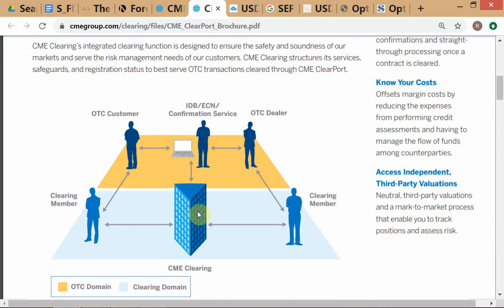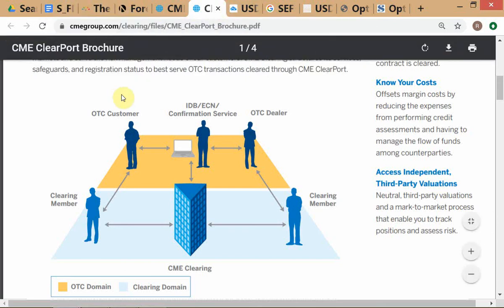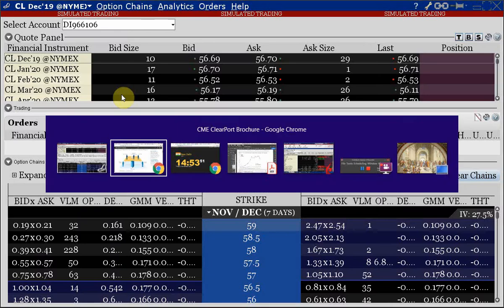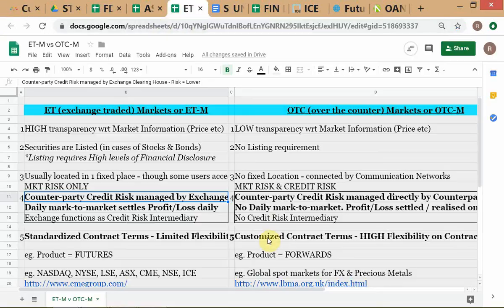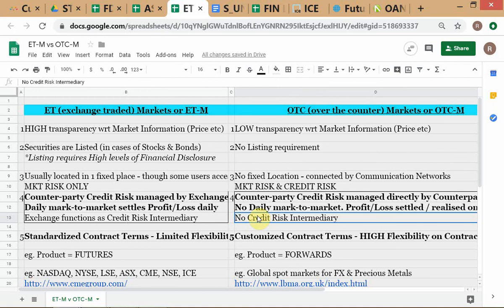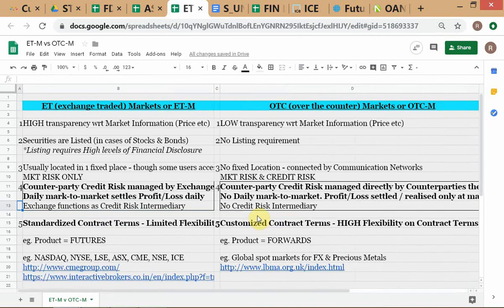And how do they ensure that? Let's assume, if you see here, mark to market, you already understand. Yeah, there is no daily mark to market. Profit and loss is settled, or realized, only at maturity. What does that mean? It only means this.